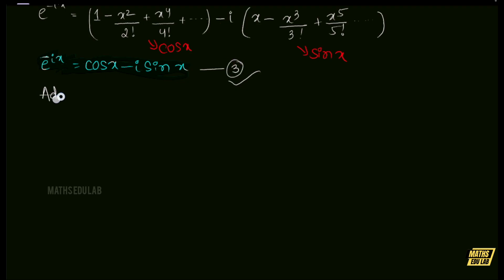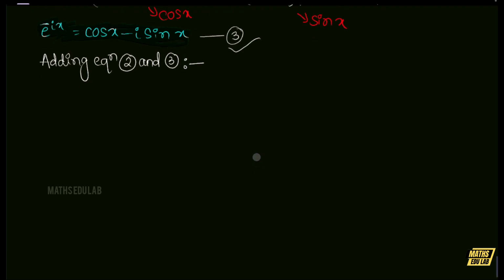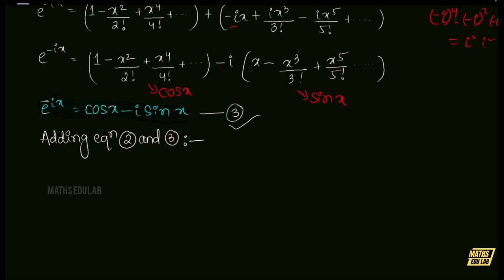So adding equations 2 and 3. On adding these two equations, we will also subtract these two equations. Let us add first. So on adding we will get, let me write the second equation here as e to the power of ix is equal to cos x plus i sin x. This is what we got in the second equation.